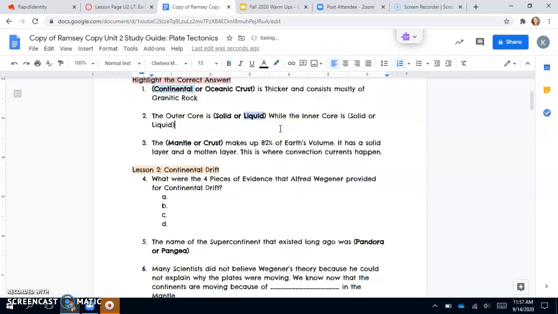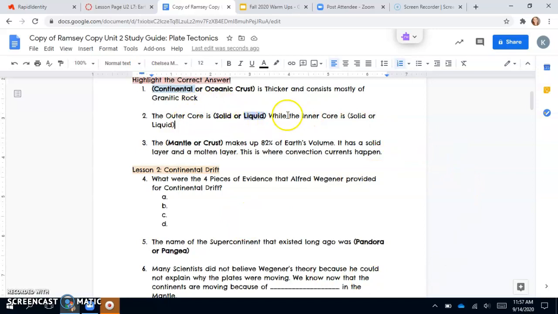So remember when we talked about earthquakes and seismic waves, S waves can go through solids, but they cannot go through liquids, whereas P waves can go through both solids and liquids. So we know that the outer core is a liquid because when we measure those S waves, they're deflected around the outer core, indicating that they can't pass through the core, meaning that it is liquid.